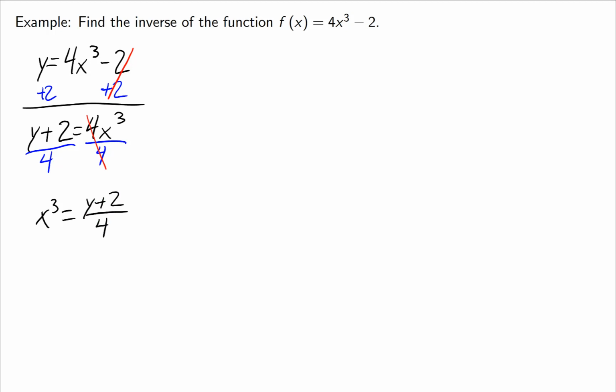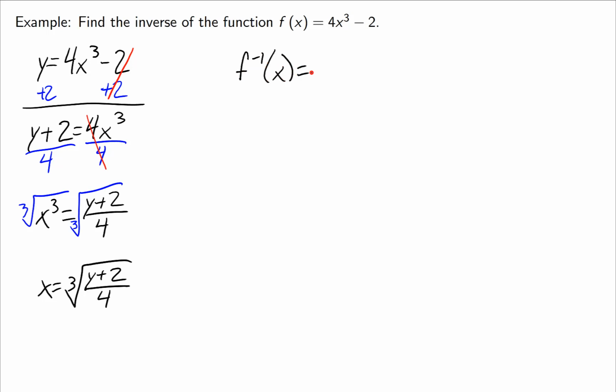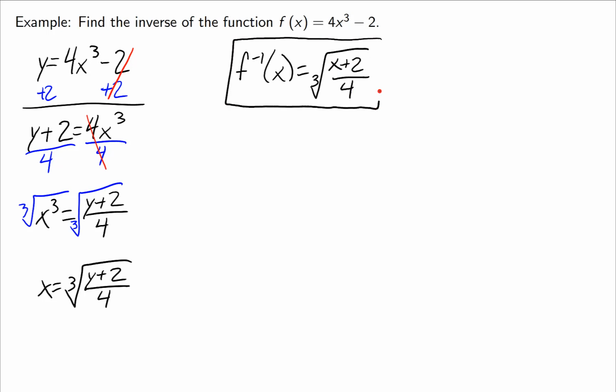And then to undo a cube power, you should do a cube root. In doing that, I get x is equal to the cube root of y plus 2 over 4. Now that's not my final answer, but notice I have x equals. The final answer is I should switch the roles of x and y to write f inverse of x is equal to. So imagine if I switched the roles, I would say y equals the cube root of x plus 2 over 4. So I'm just going to call that f inverse of x, and the y will become x. So f inverse of x is the cube root of x plus 2 over 4. And that is my inverse.